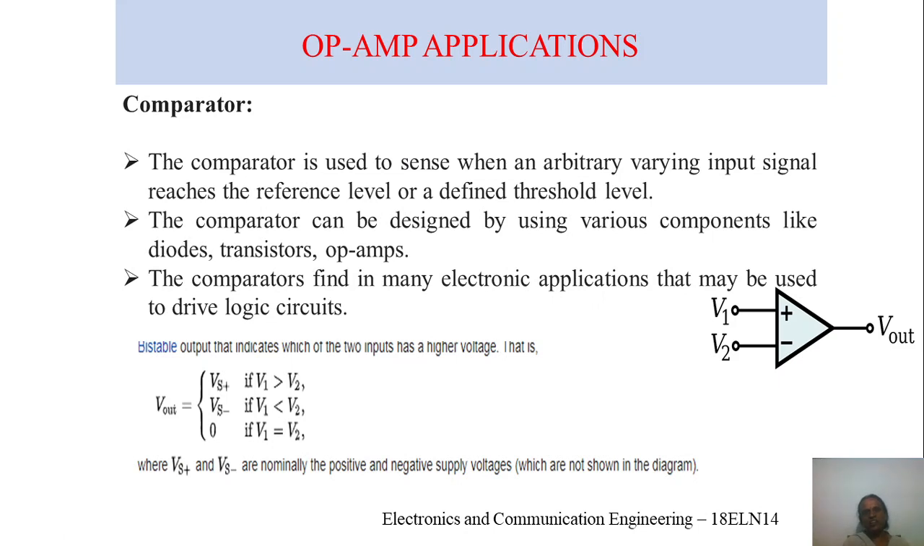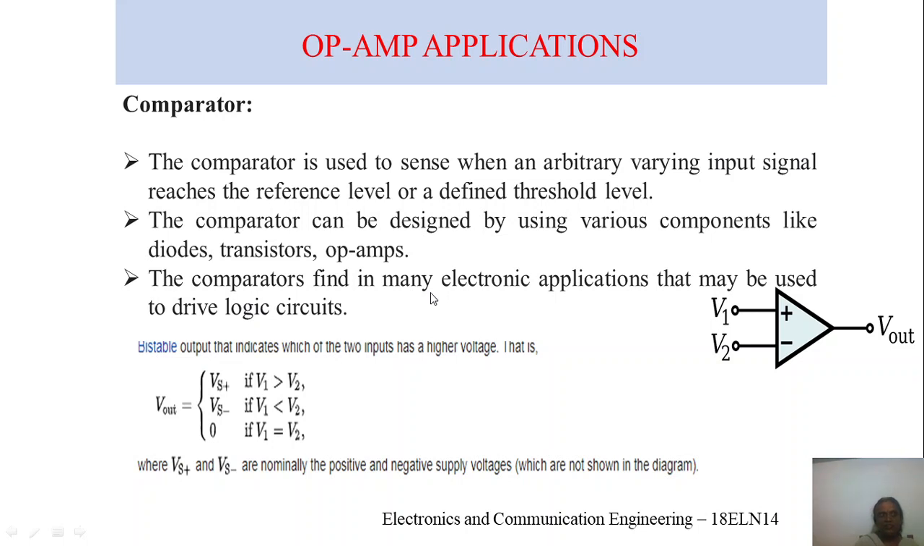Coming to the last application of an op-amp, that is the comparator. Here, a comparator is used to sense when an arbitrarily varying input signal reaches the reference level or a defined threshold level. A comparator can be designed using various components like diodes, transistors and op-amps. These diodes, transistors or op-amps form the active components of the circuit, whereas the adjoining components like resistors and capacitors form the passive components of the circuit.